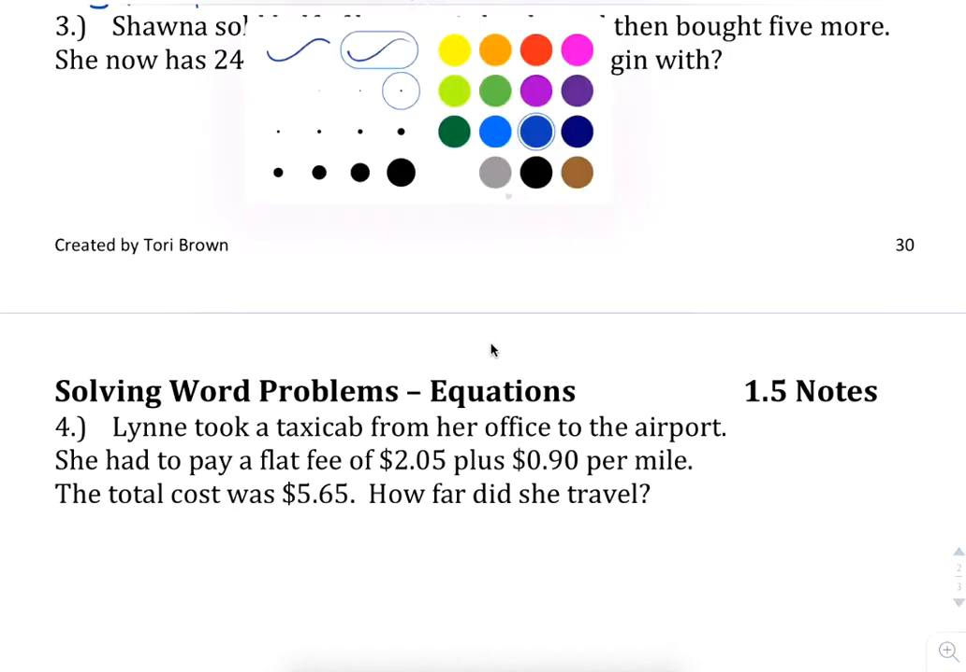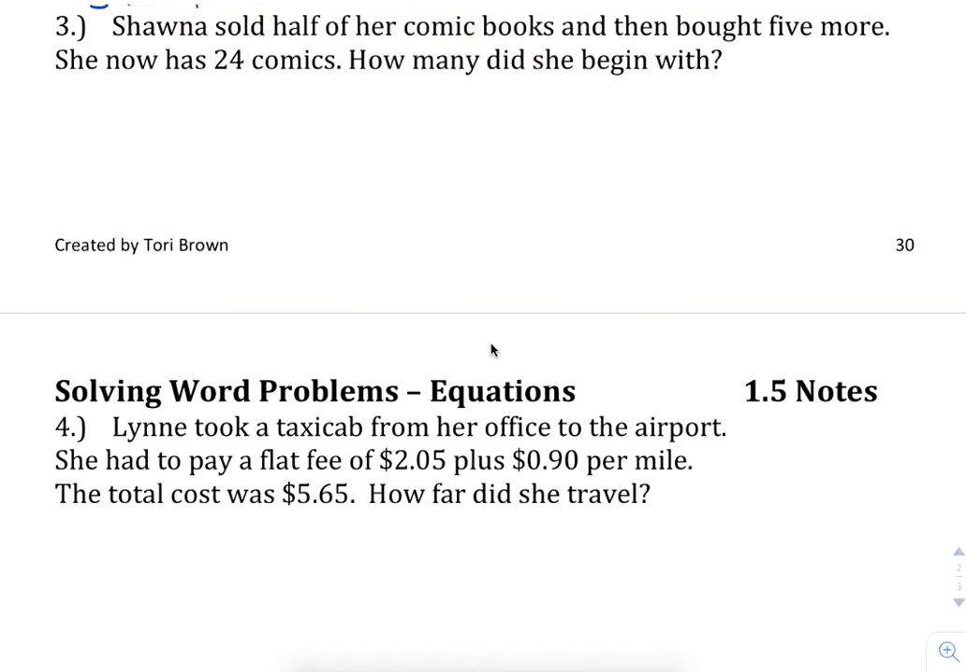All right, number 3, it says, Shana sold half of her comic books and then bought 5 more. She now has 24 comics. How many did she begin with? Okay, so how many did she begin with? What is our variable here? What are we trying to solve for? Hopefully you said comics. All right, so we're trying to solve for comics. Our C is going to be our number of comics.